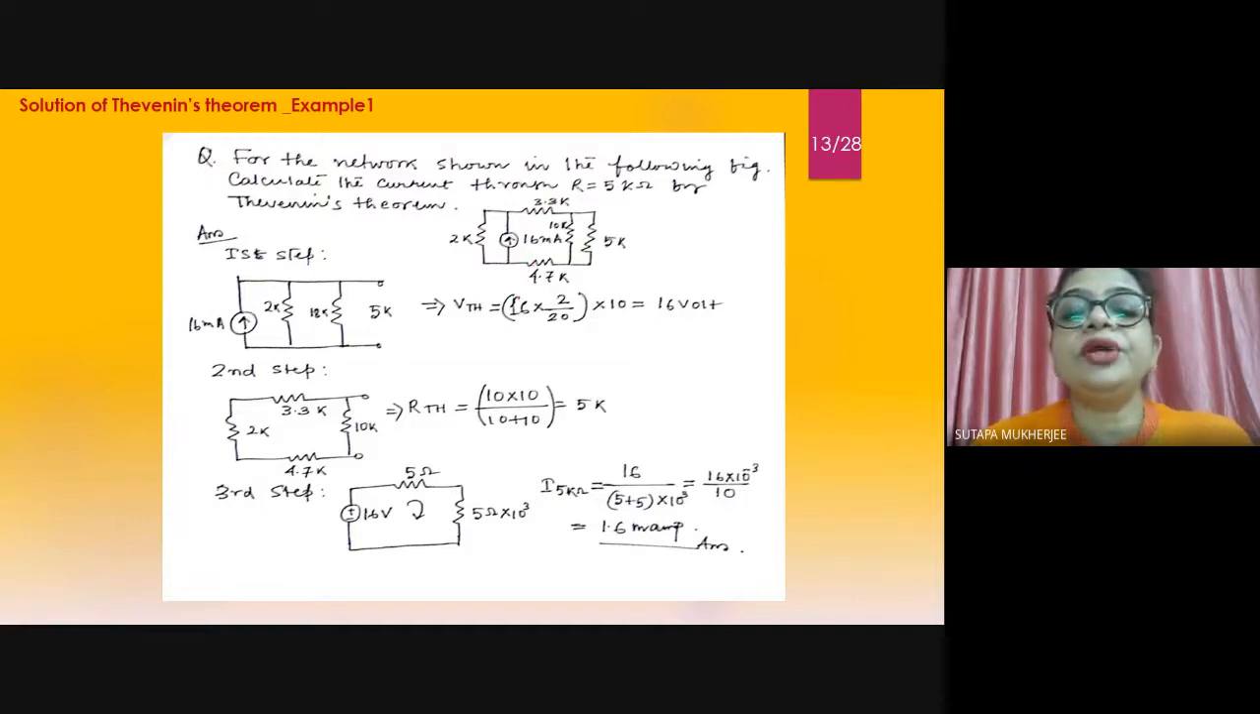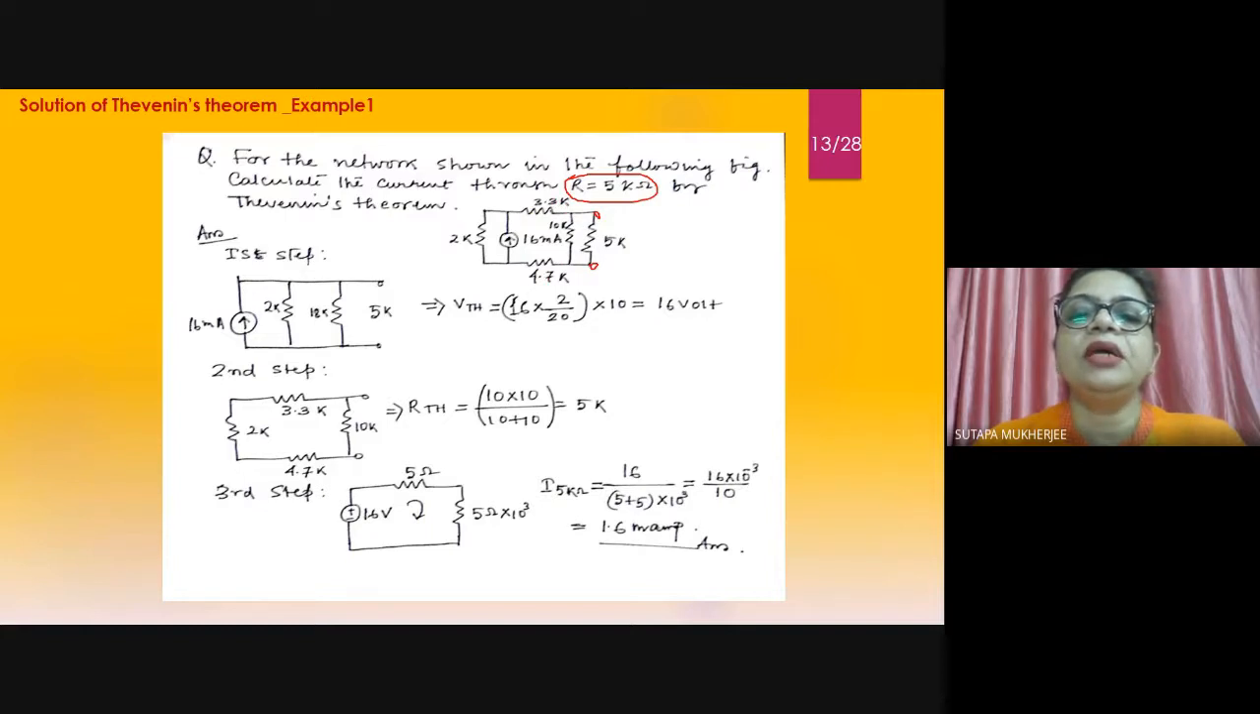So how can you determine VTH? Our motto is to determine the current through the resistance equal to 5K. Where is 5K? This is 5K. Consider this is the load. Before going to the VTH determination, you have to open the load. Yes, I have opened the load.